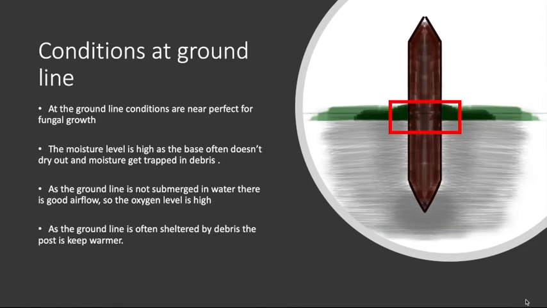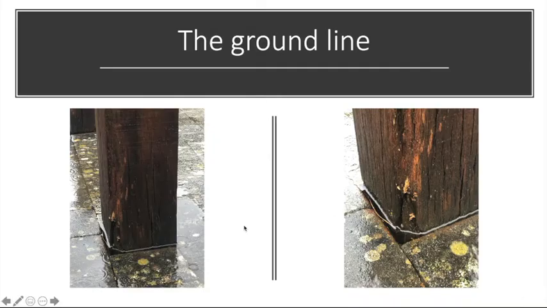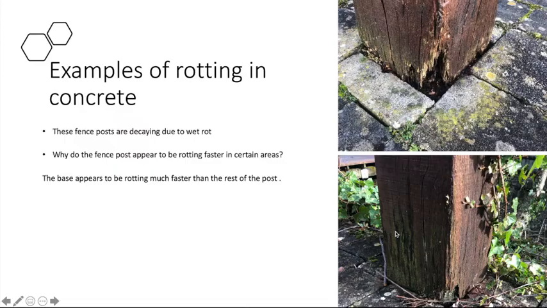This is why we see such a rapid amount of fungal growth at the ground line. The moisture level is quite high, as the base often doesn't dry out because it's quite sheltered. This keeps the temperature up. Also, moisture gets trapped in debris that may get brushed up around it, but yet there is good airflow, so oxygen level is quite high. If we look at this real world example taken just the other day, we can see that the ground is holding all of the water as it's impermeable, and it is sitting up against the fence post, but yet it's not drying out, and we have plenty of temperature, meaning that the fungal growth, as can be seen here, continues.